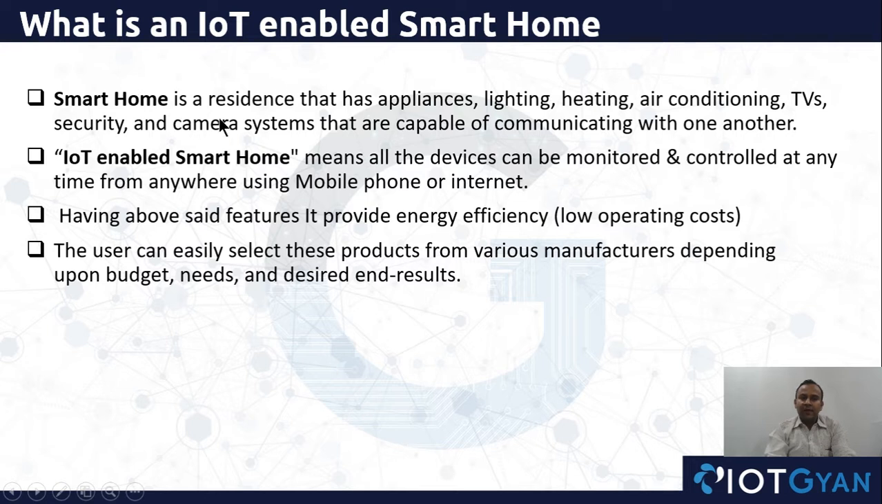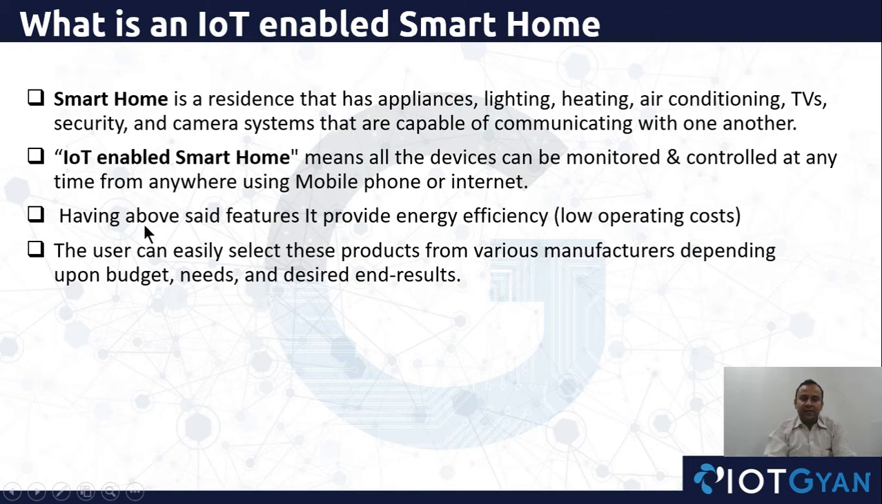A smart home is a residence that has all the appliances like lighting, heating, air conditioner, and all the security gadgets like camera, and they are capable of communicating with each other. So this is the meaning of smart home. And when I say IoT enabled smart home, it means all the devices can be monitored and controlled at any time and from anywhere across the world by using the mobile phone or the internet. So this is the meaning of IoT enabled smart home.